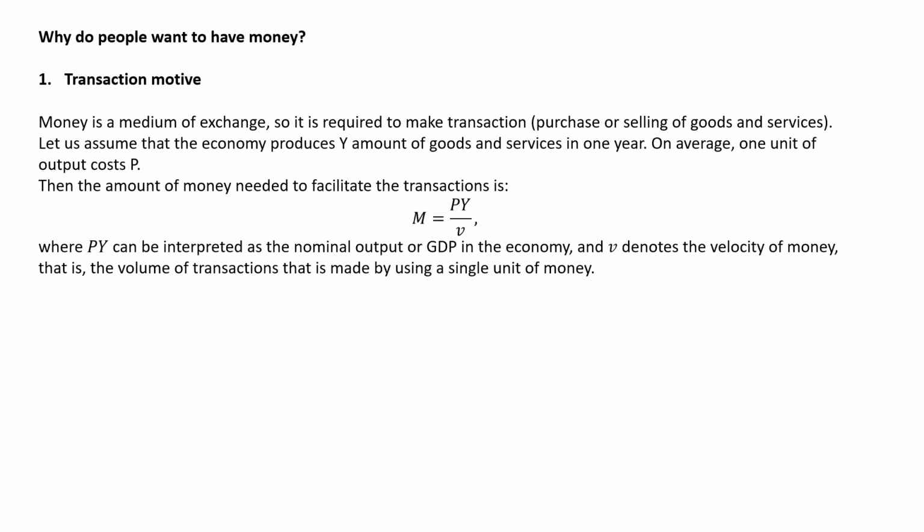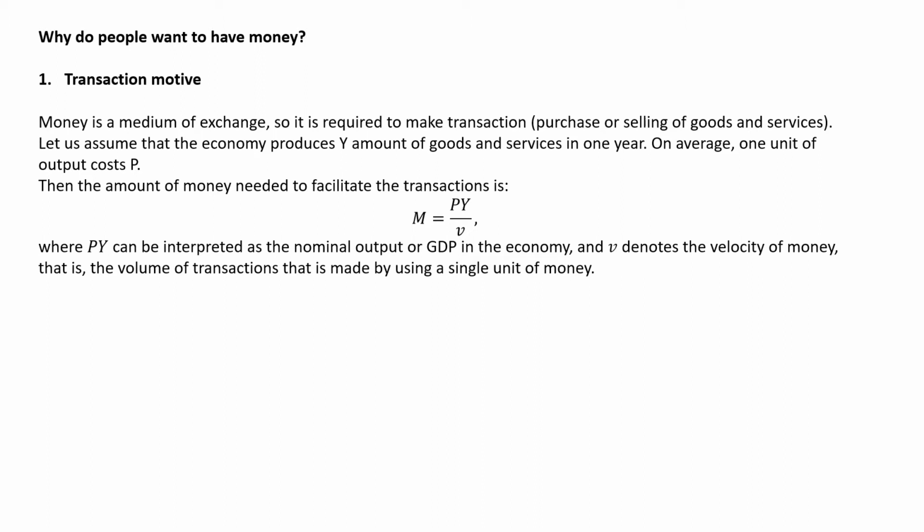Let us assume for now that the economy produces Y amount of goods and services in 1 year. So this Y is roughly the same concept as real GDP. And we also know that 1 unit of this output, this GDP, will cost P. So this P is actually a price index, for example, GDP deflator or CPI.